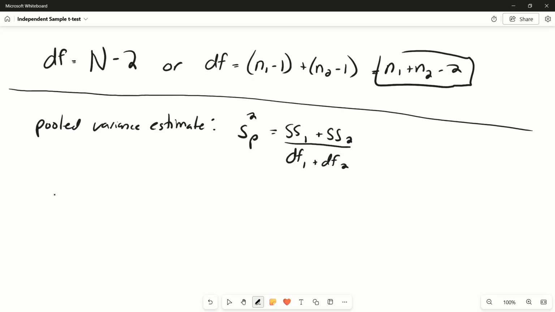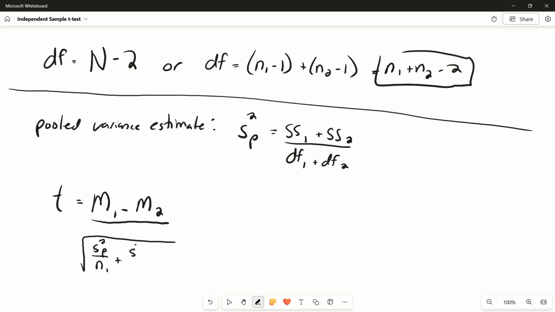Then we're going to use that pooled variance estimate to compute our t statistic. So mean 1 minus mean 2 on the top, the difference of the two means. And on the bottom, the square root of the pooled variance estimate divided by the sample size of group 1, plus the pooled variance estimate divided by the sample size of group 2. And that's going to be your formula for independent groups. This is independent groups t.